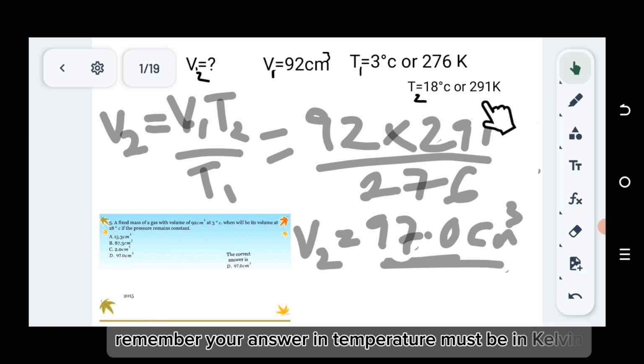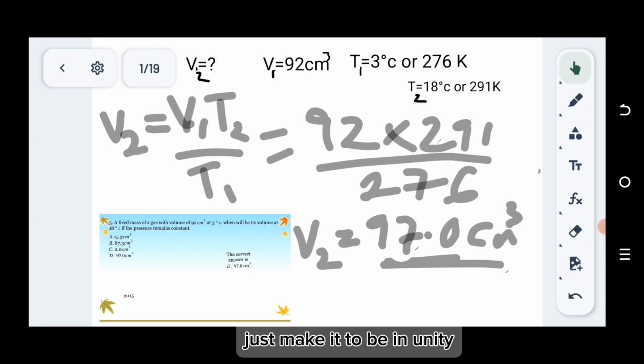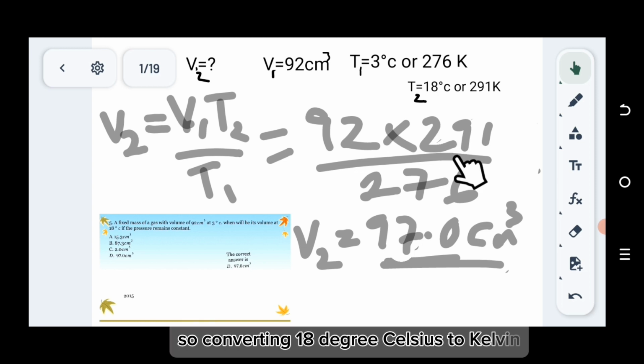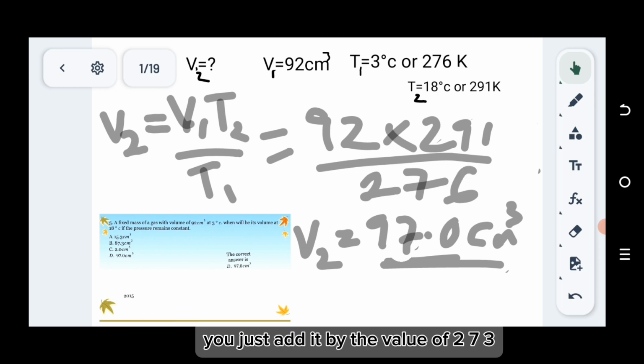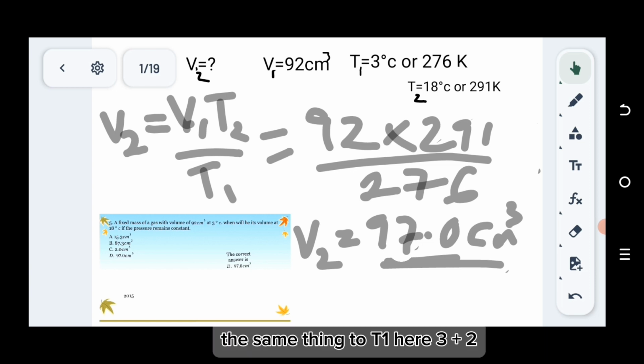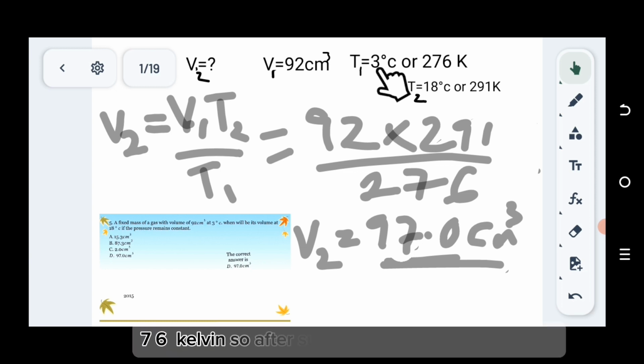Remember, your answer in temperature must be in Kelvin. Just make it to be in unity. So T1 and T2 must be in Kelvin. So converting 18 degrees Celsius to Kelvin, you just add the value of 273. So 18 plus 273 gives you 291 Kelvin. The same thing to T1. Yeah, 3 plus 273 gives you 276 Kelvin.